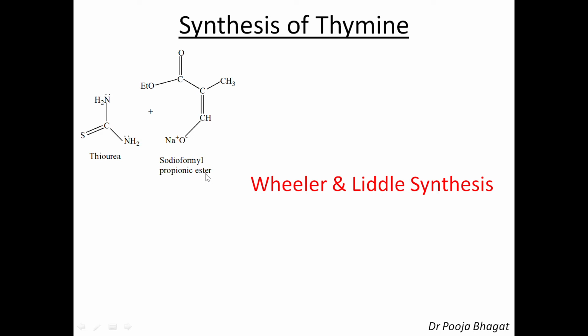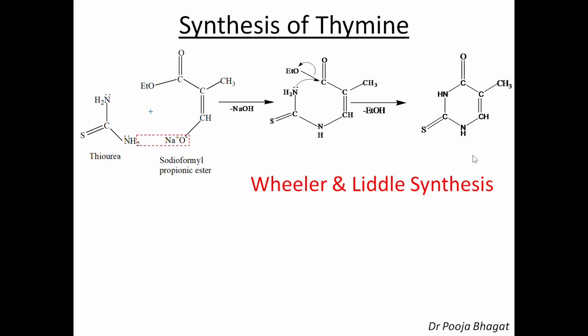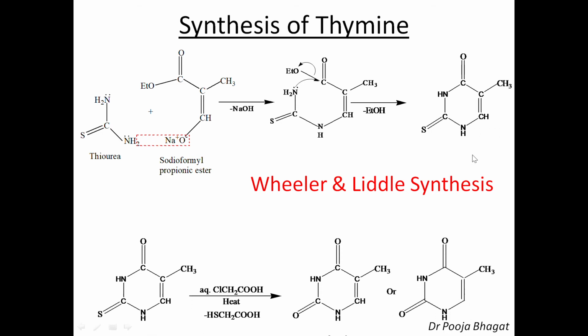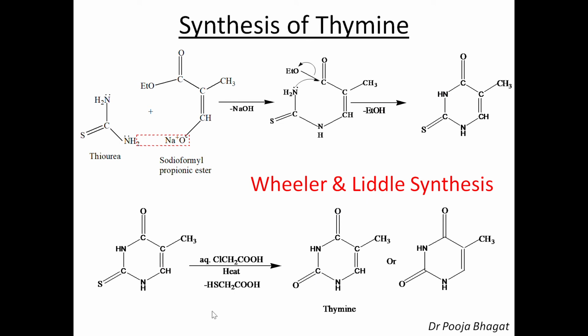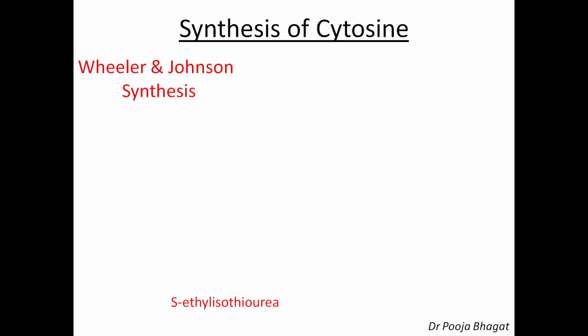Now I think all of you can easily write down the various steps involved. First is the loss of NaOH, sodium hydroxide, so there is a bond between nitrogen and carbon, and then loss of ethanol from here. So you'll get this compound. The last step is to replace S by O to get thymine, so we heat it with aqueous chloroacetic acid. This is how we can synthesize thymine using the Wheeler and Liddell synthesis.